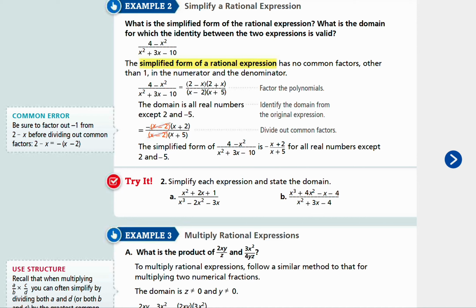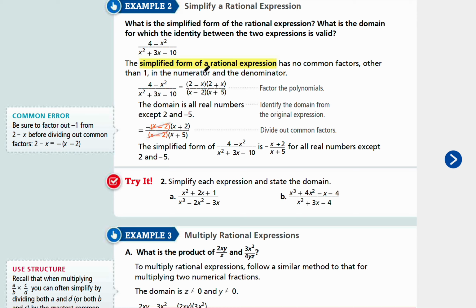Let's continue with example 3 in this lesson. Simplify a rational expression. What is the simplified form of the rational expression? What is the domain for which the identity between the two expressions is valid? If you see this rational expression where we have two polynomials for the numerator and the denominator, we can simplify them by factoring them out and see if we can cancel anything out, right?